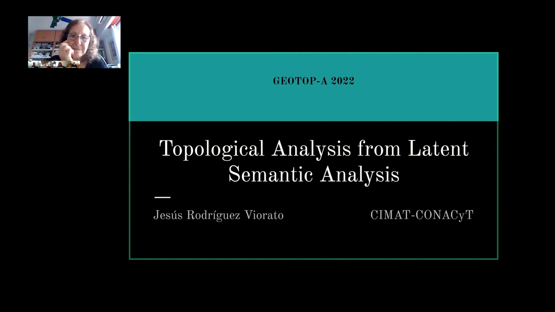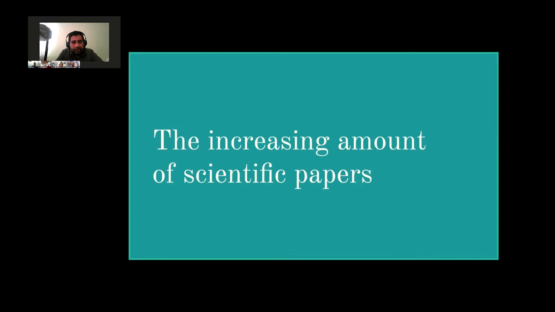Okay, so I'm going to talk about this topic, topological analysis from latent semantic analysis. Well, first of all, let me explain a little bit about the motivation. This is about natural language processing, so processing text documents. In particular, I want to process scientific papers, mostly because the number of scientific papers is increasing every year, and it is really hard to keep track of what is important and what is not, or what is useful for you or not.